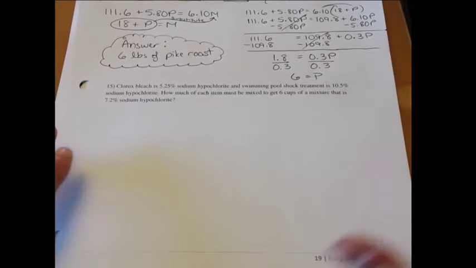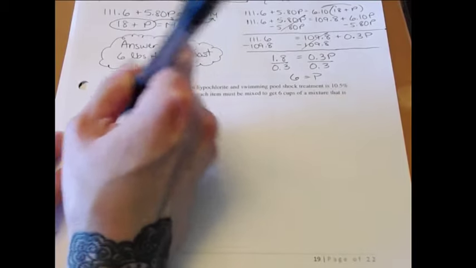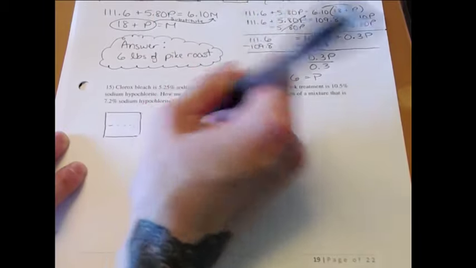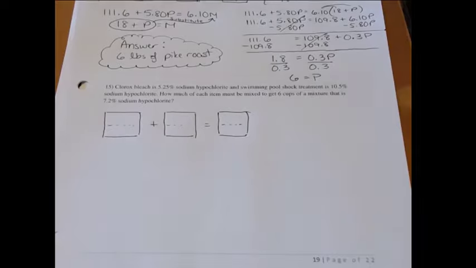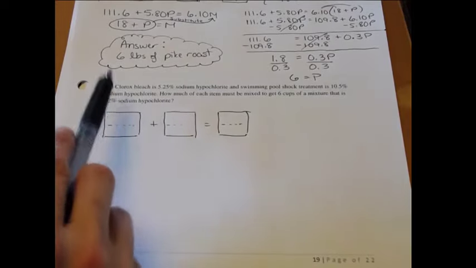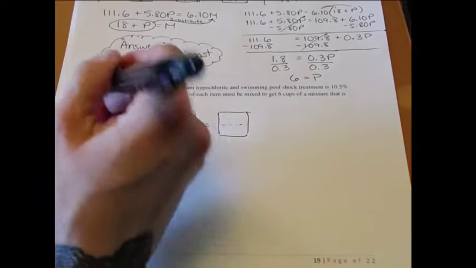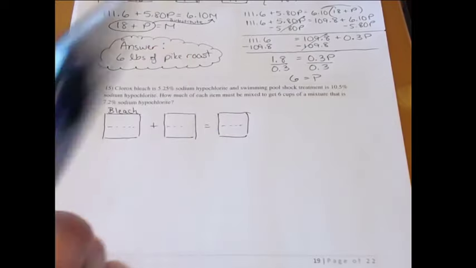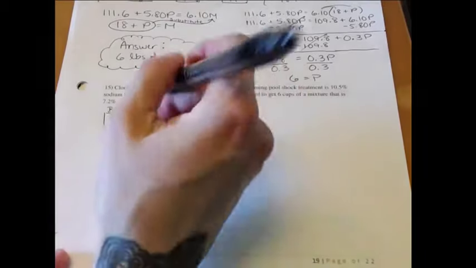So let's take a look at this by setting up our boxes and labeling them and all that good stuff. So we have our first box plus our second box equals our last box. Sorry, my box looks like crap. Okay, we have 2 ingredients. We have Clorox bleach and we have swimming pool shock treatment. So I'm just going to call this one bleach. And then this one's swimming pool shock treatment. So maybe I'll just call it pool. Is that okay? I'll just call it pool.